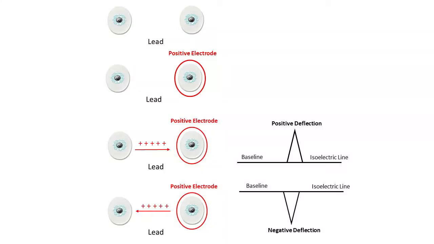The lead tracings tell us the direction of depolarization. If a wave of depolarization of the myocardium is moving towards the positive electrode of a lead, an upward or positive deflection in the ECG tracing will appear. If a wave of depolarization is moving away from the positive electrode in the lead, a downward or negative deflection will result on the ECG tracing.